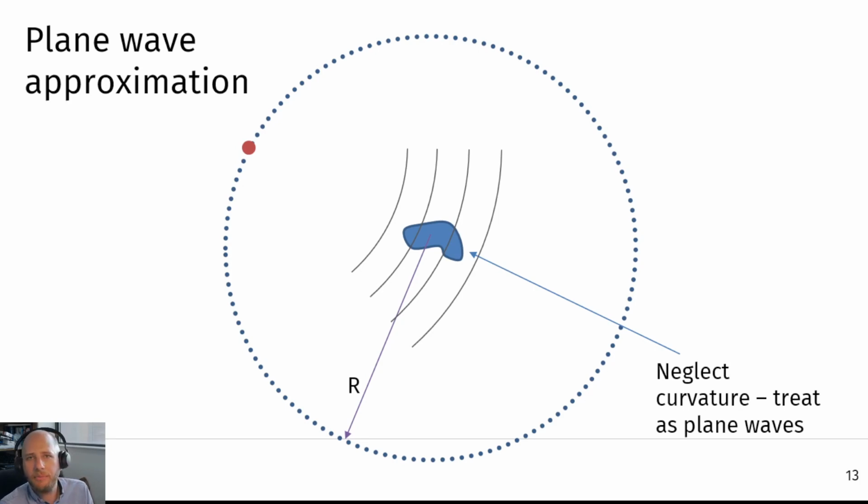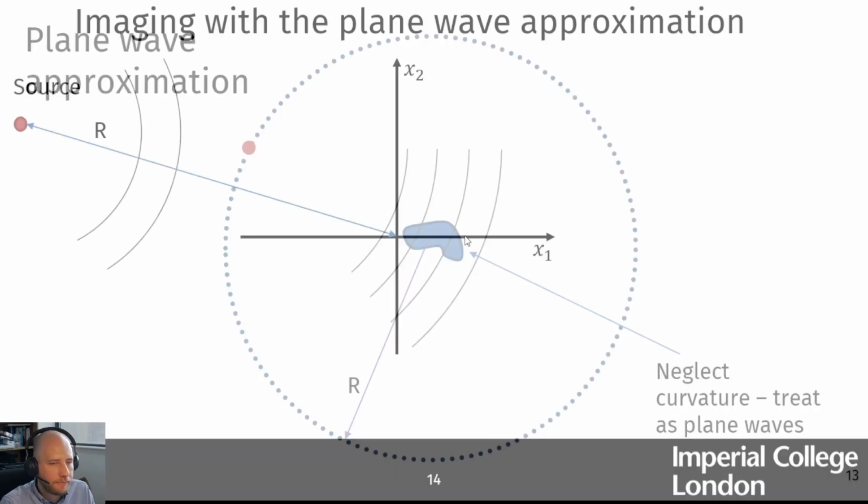This doesn't mean that we always have to have this assumption, but for the theory that I'm explaining in this presentation, it's a much easier thing to think about. But as I say, we can bypass that later on. But in terms of understanding the theory, this is what we have. So as I say, we're neglecting the curvature here, treating it as plane waves.